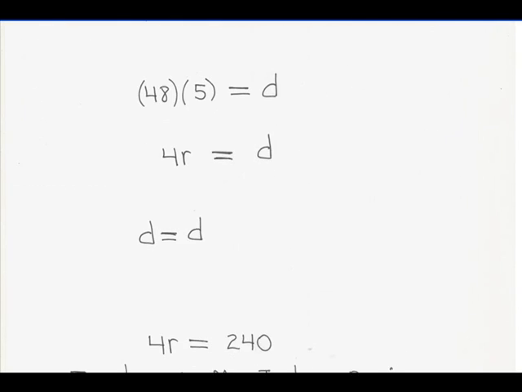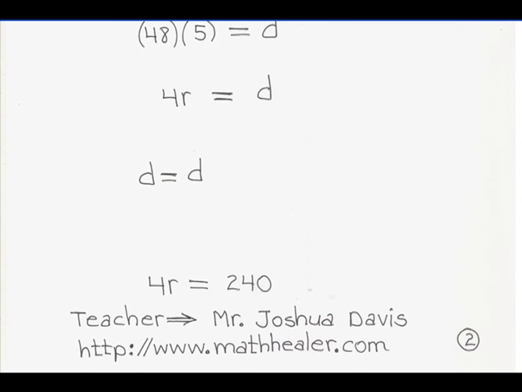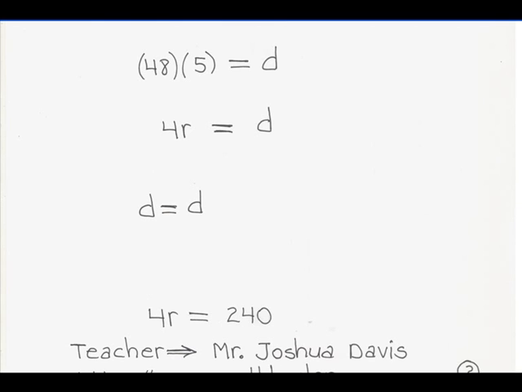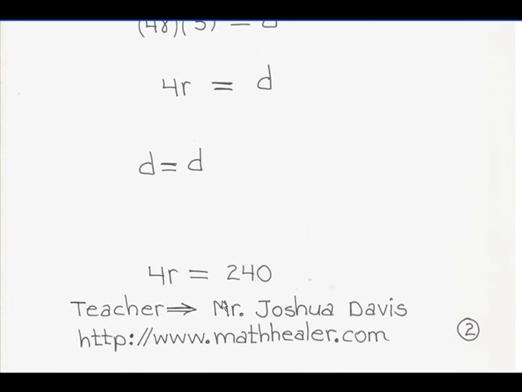Moving on. Well, since we know that they cover the same distance, the distance traveled by the first car is equal to the distance traveled by the second car. And in this case, we know that 48 times 5 is 240. Well, that means that now we know that 4 times R should be equal to 240. So this is the equation we're going to use to find out how fast the second car should be traveling.